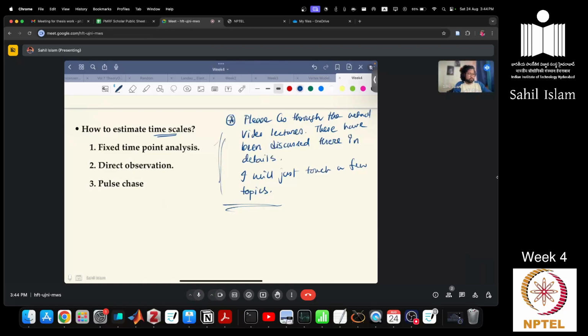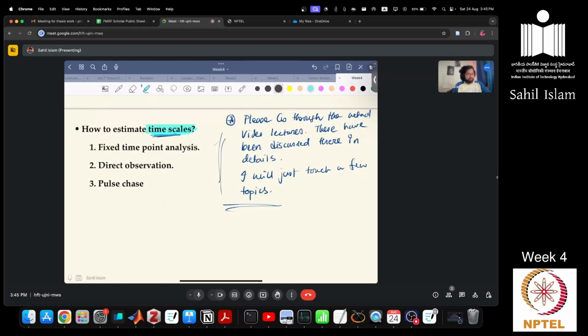One important and very interesting topic he has discussed in the main lectures is how to estimate time scales. So what do we mean by time scale? Every event occurring in this universe, in nature, at any length scale, will have some kind of time attached to it.